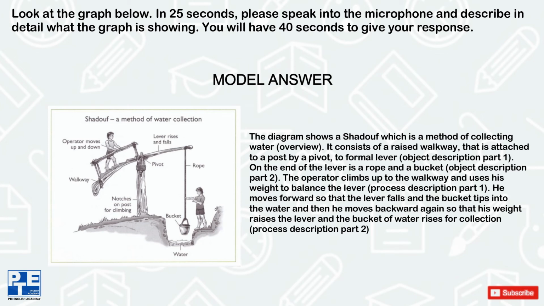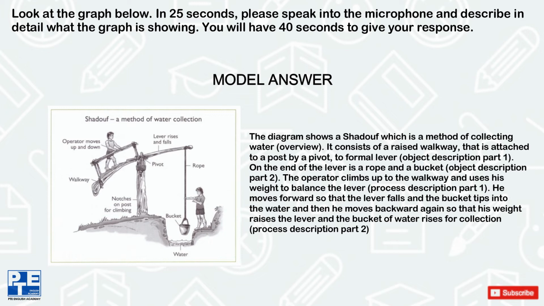The diagram shows a shadoof, which is a method of collecting water. Overview. It consists of a raised walkway that is attached to a post by a pivot to form a lever. Object description part 1. On the end of the lever is a rope and a bucket. Object description part 2. The operator climbs up to the walkway and uses his weight to balance the lever.